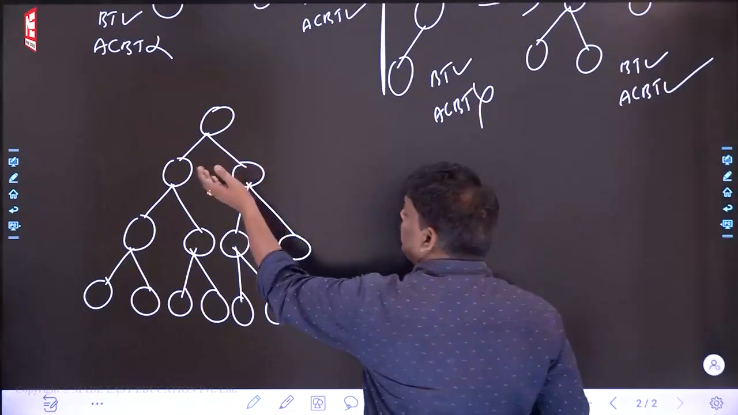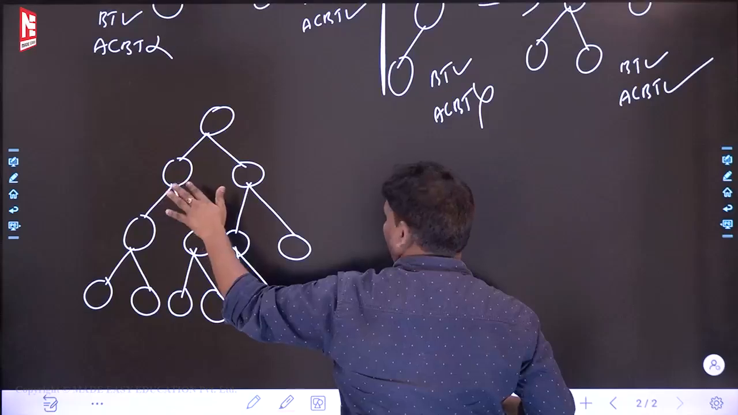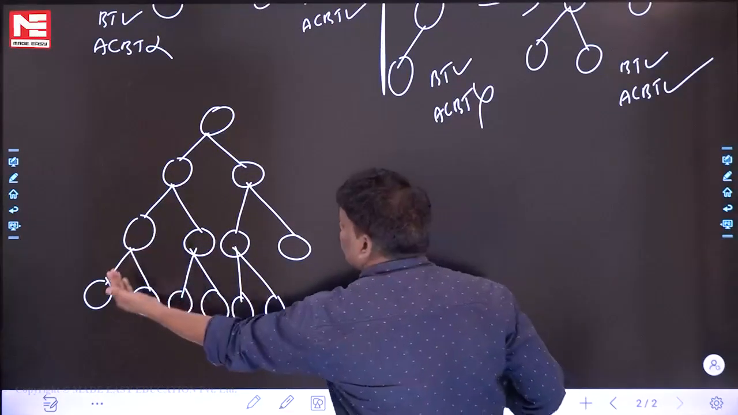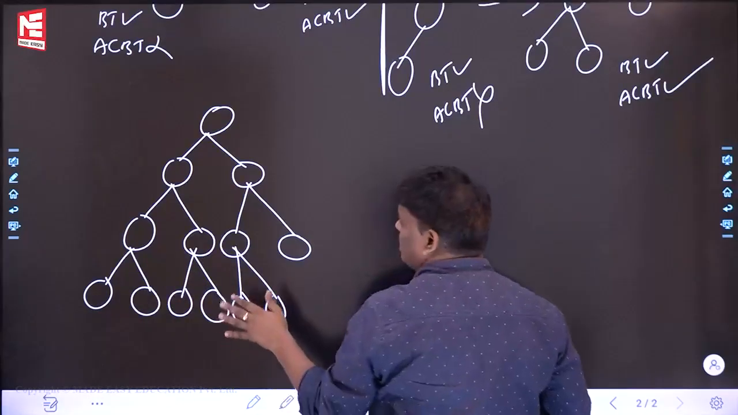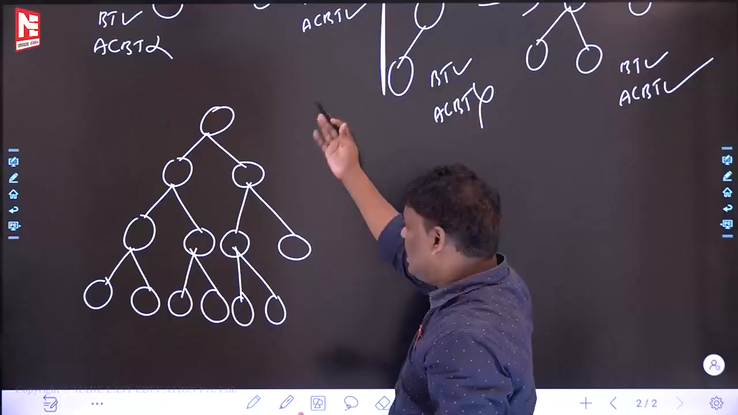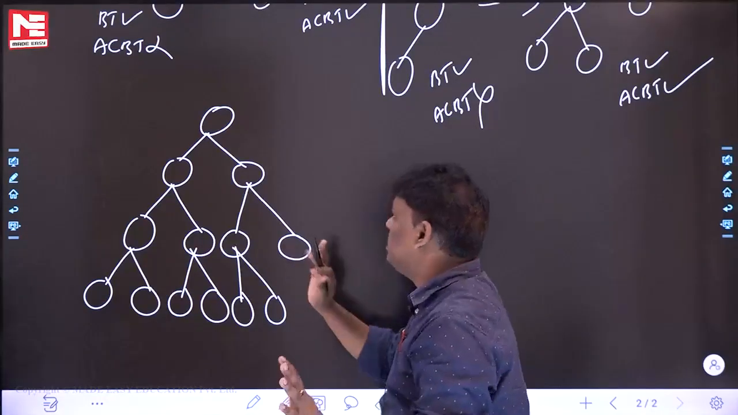In an almost complete binary tree, previous levels have no gaps, you know very well, because without completing the previous level, I cannot go to the next. And one more, without completing left, I cannot go right. That is the reason, in an almost complete binary tree, if anyone says gaps are there, then what will you say? Last level, right to left, few gaps may be there.